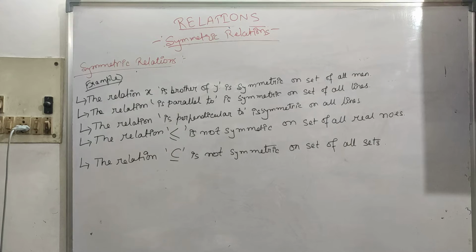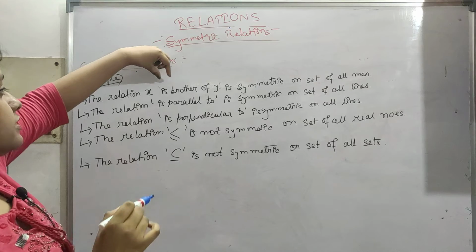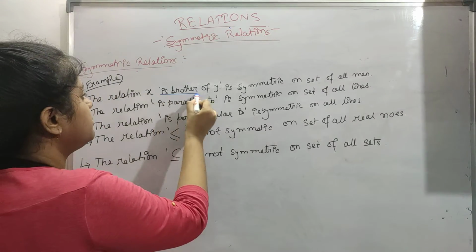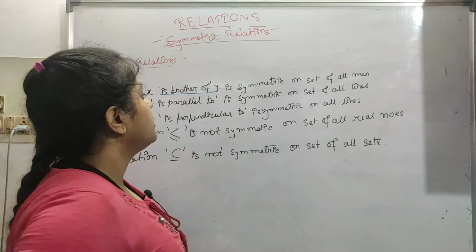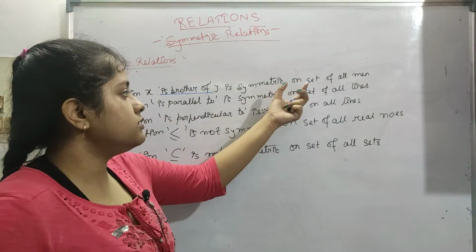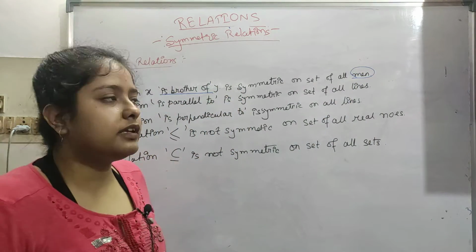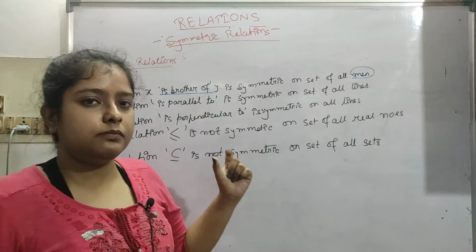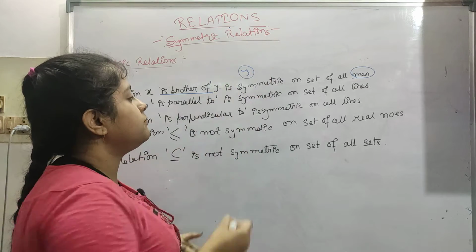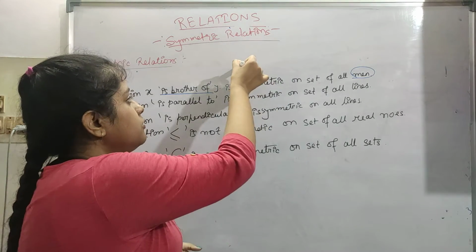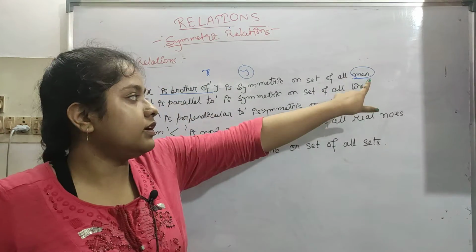Now let's see some of these properties of symmetric relations. The relation X is a brother of Y is symmetric on the set of all men. So yes, it is. If it were not given that it is all men, then it would have been false, because someone can be a brother of Y, but this person can be a she, a woman, so she is a sister of that person X. But here it is given explicitly that it is all men.